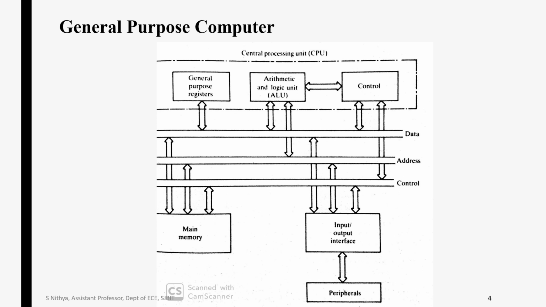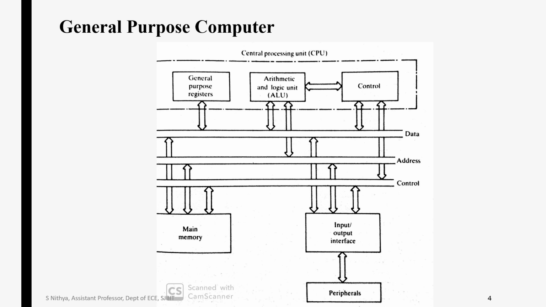The next thing we are going to talk about is the general purpose computer. We know that a general purpose computer has general purpose registers, an arithmetic logic unit and a control unit. Combined, this is called the central processing unit. Then there are the main memory, input output interfaces, and peripheral devices. Apart from this, there are the data buses: the data bus, control bus, and address bus.